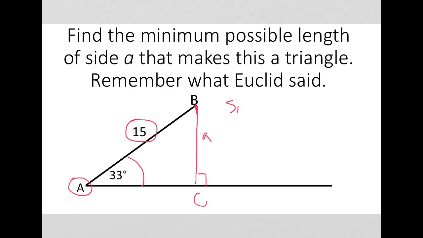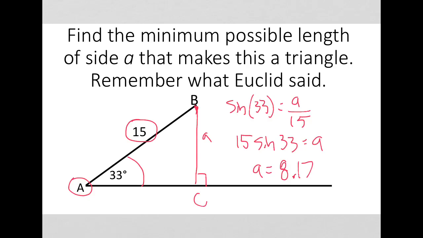And so we can say the sine of 33 equals the opposite side, which is A, divided by the hypotenuse, which is 15. And so 15 times the sine of 33 equals A. And we find A to equal 8.17. So 8.17 is the minimum possible length of side A that guarantees this is a triangle.